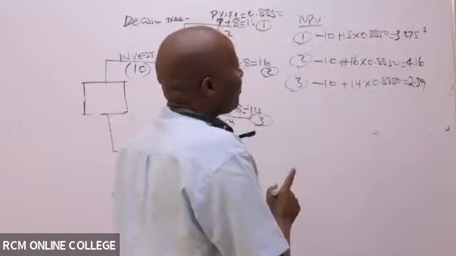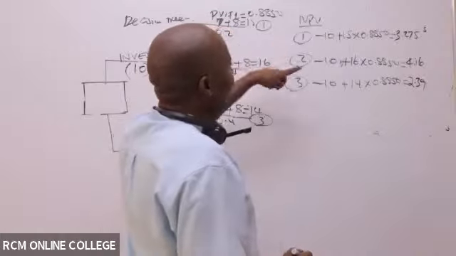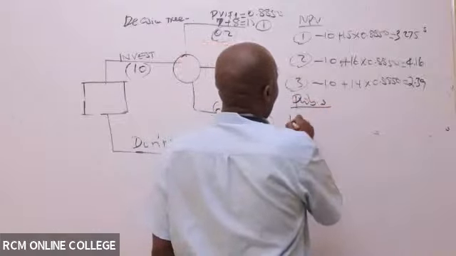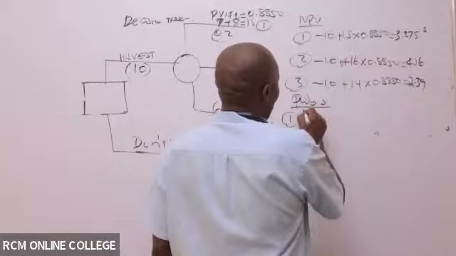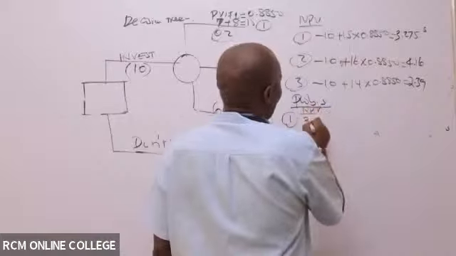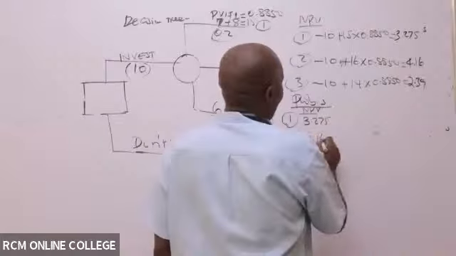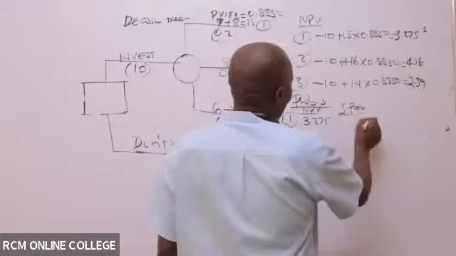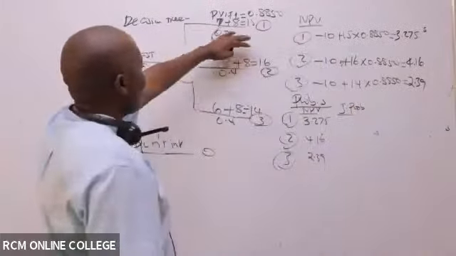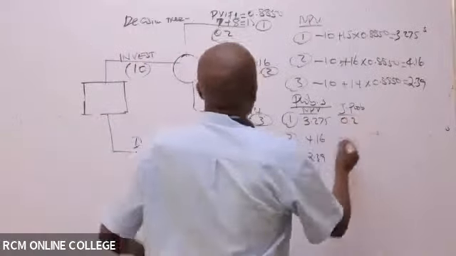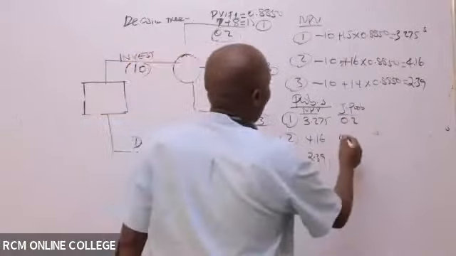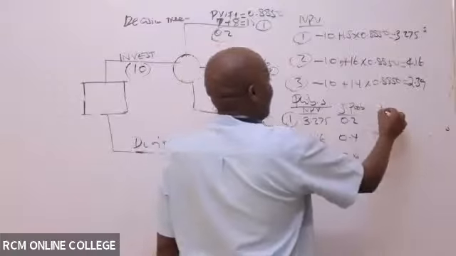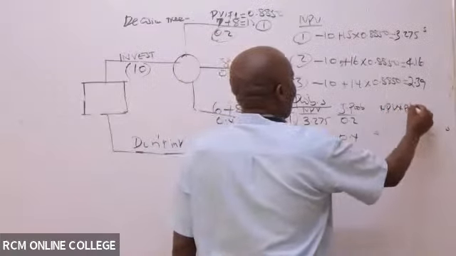Many students will add them, forgetting that when we were getting these particular NPVs, we ignored probabilities. So come and give me the probabilities. We have branch 1, 2, 3. First of all, our NPVs: 3.275, 4.16, 2.39. Then we have our joint probabilities. Branch 1, the only probability is 0.2. Branch 2, the only probability on the road is 0.4. Branch 3, the only probability is 0.4. Give me NPV times those probabilities now.